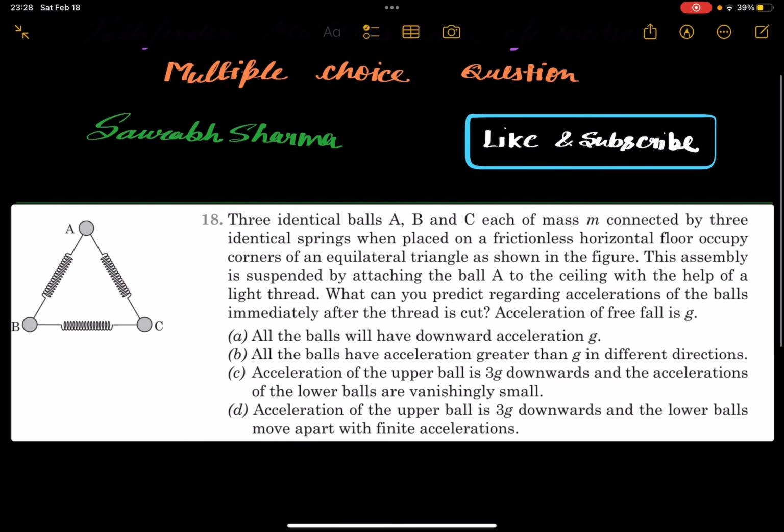The question is saying that three identical balls A, B and C, each of mass m, connected by three identical springs, when placed on a frictionless horizontal floor occupy the corners of an equilateral triangle as shown in the figure. This assembly is suspended by attaching the ball A to the ceiling with the help of a light thread. What can you predict regarding the acceleration of the balls immediately after the thread is cut?